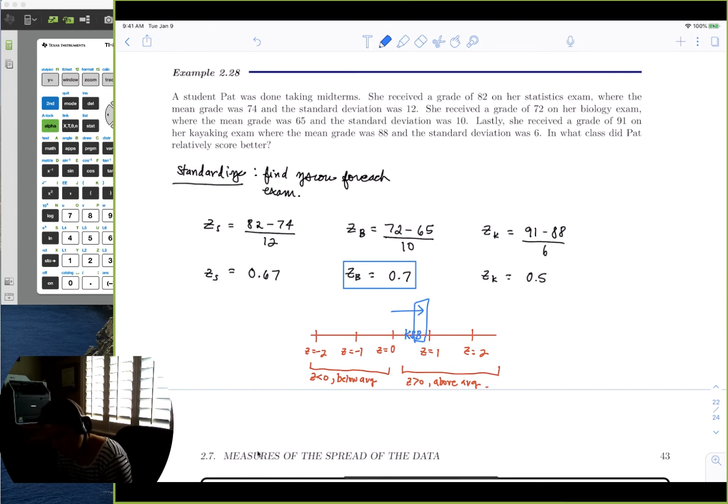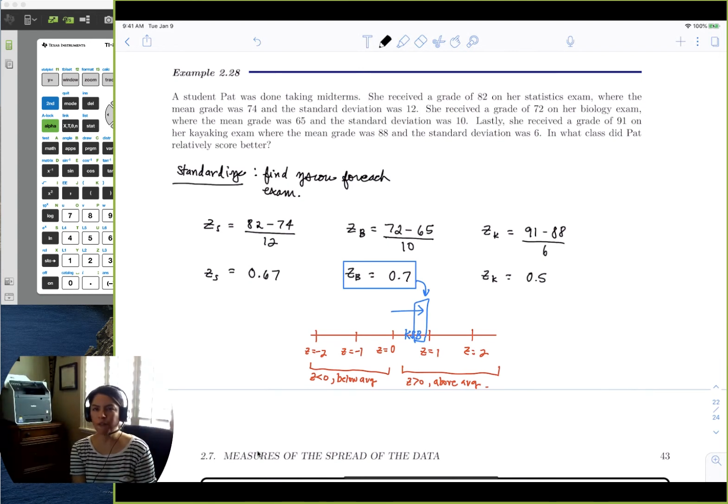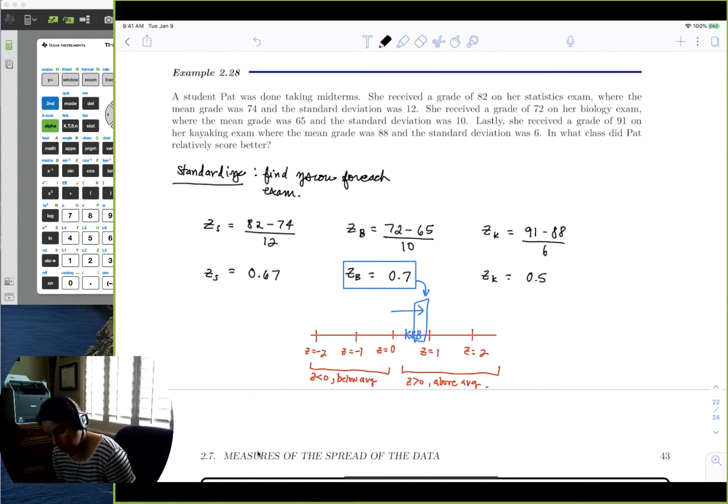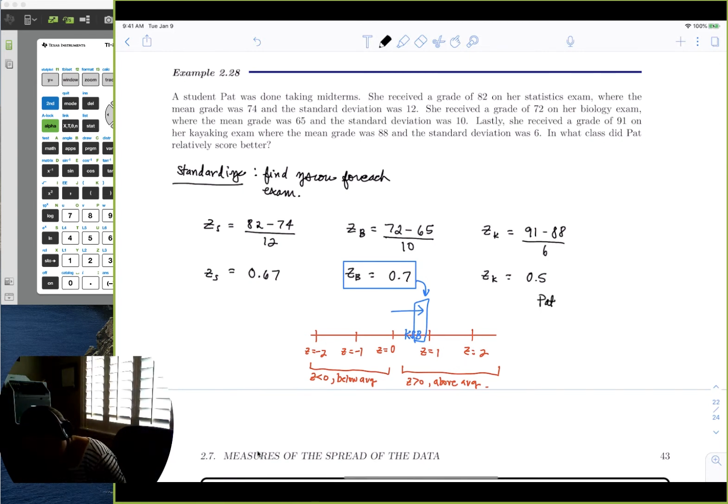And so we would say that we thought the kayaking, right? Because we got a full solid A on that. But it wasn't really that far from the average. And if we look at the bio exam, I think that was the farthest from the average, right? And so we would say that Pat did relatively better on the bio exam.